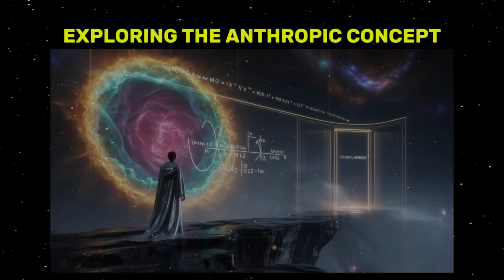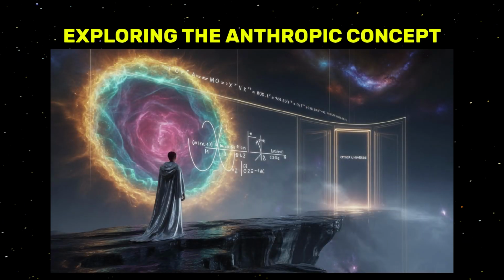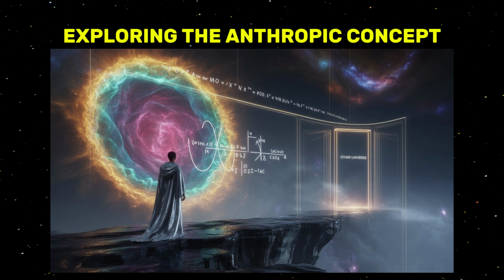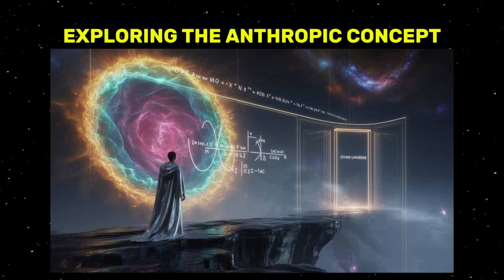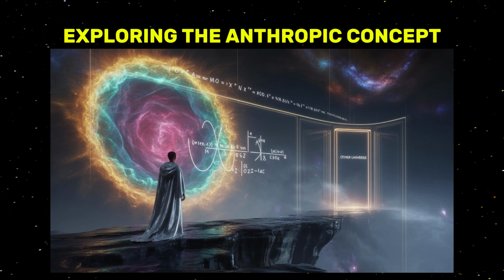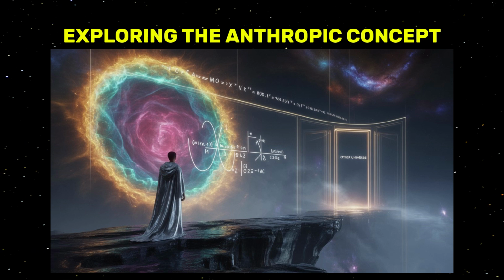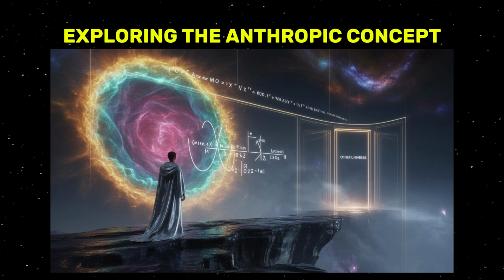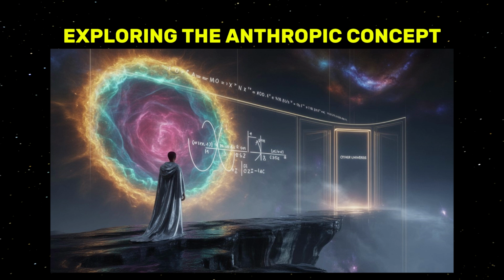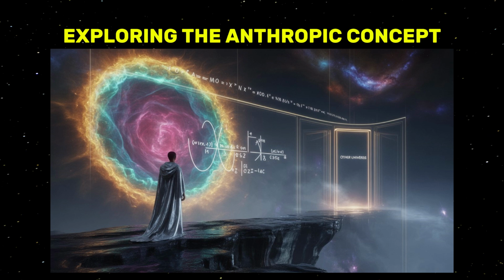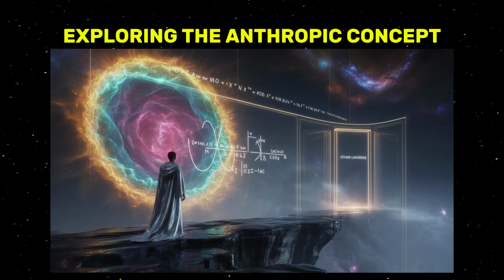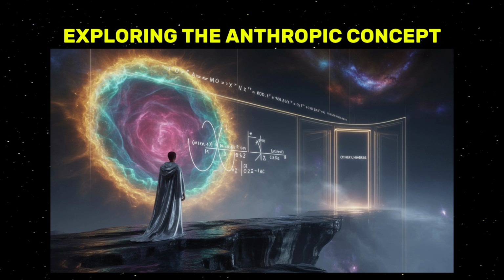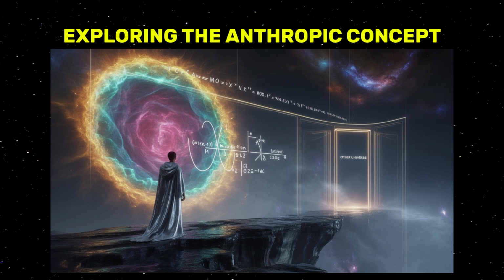Why the universe seems built for us. Exploring the anthropic concept. The anthropic concept is a philosophical and scientific approach that tackles one of humanity's deepest and most puzzling inquiries. Why does the cosmos seem precisely designed to support life? The word anthropic originates from the Greek word for human, and this idea essentially inquires why our universe exhibits the exact physical properties necessary for conscious beings to come into existence and observe it.